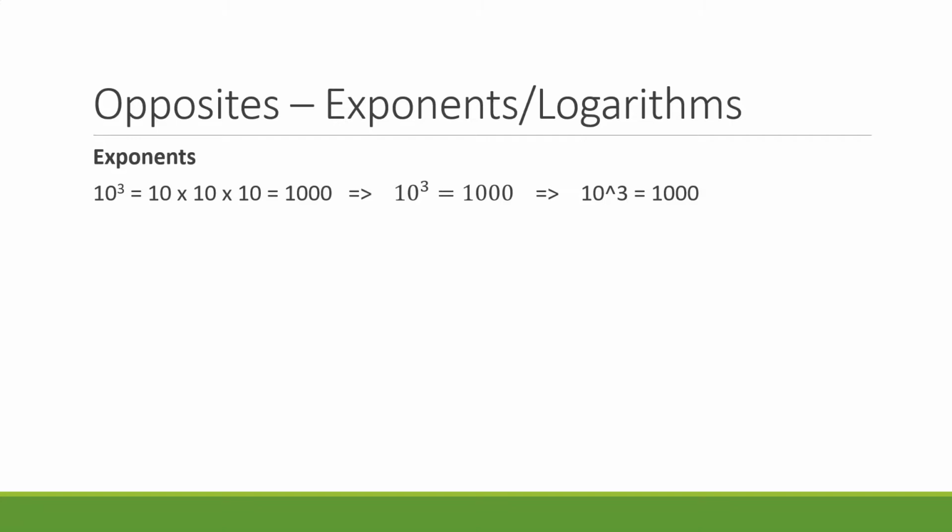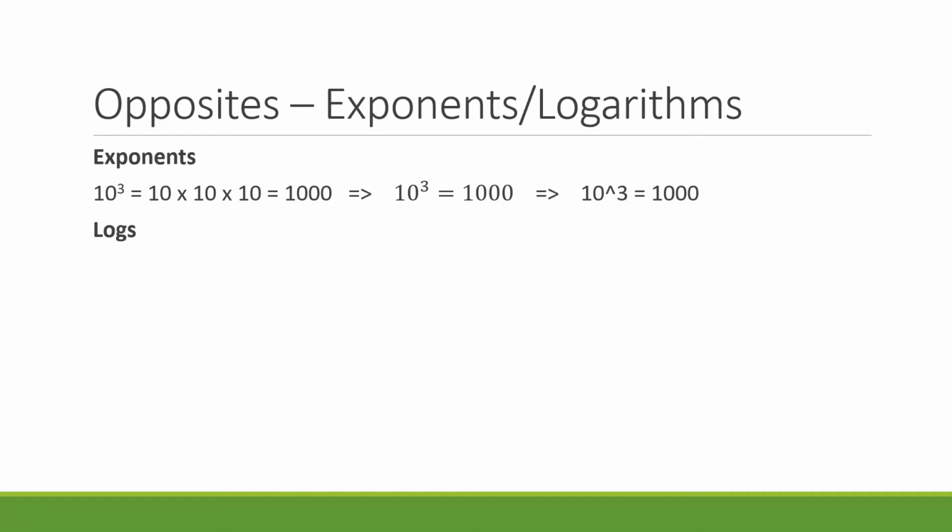10 to the third can be written as 10 with the exponent 3, or it can also be written as 10 with a caret symbol and 3. We use this typically on computers or in programming, and your calculator may also use that same notation. When we're writing it, however, you typically use the 10 with the raised exponent 3.